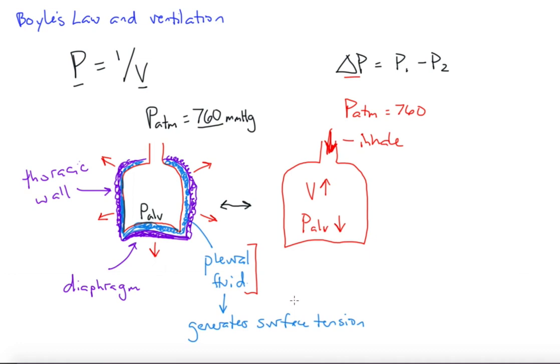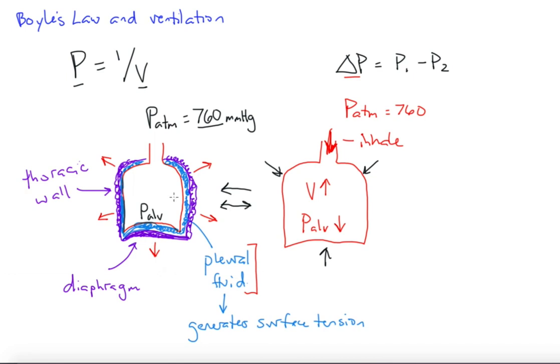Now, you go to exhale. What has to happen? Well, we have to go backwards, right? We have to go back over to the left here. And to do that, those thoracic wall muscles have to relax and the diaphragm has to relax, right? And so, of course, at that point, these sides would start coming in, the diaphragm would start coming back up, and we would start moving back over in this direction, right?